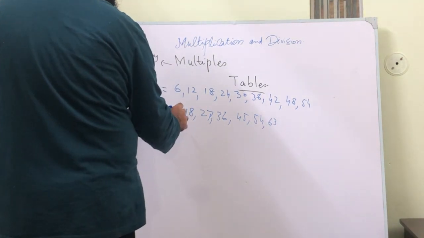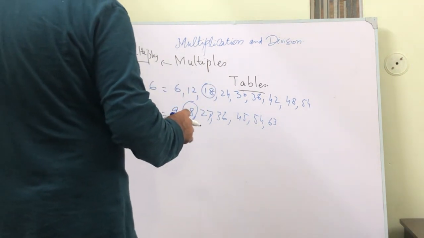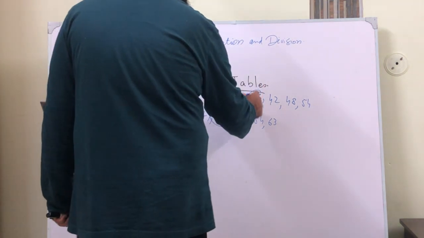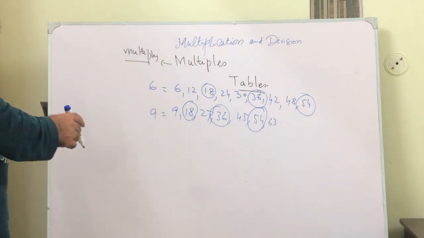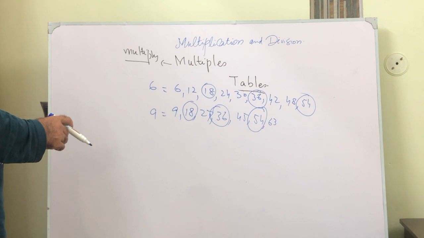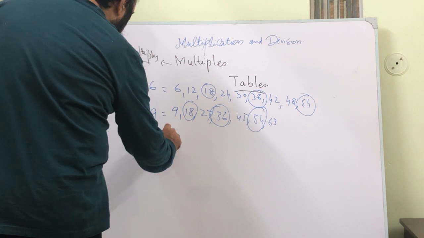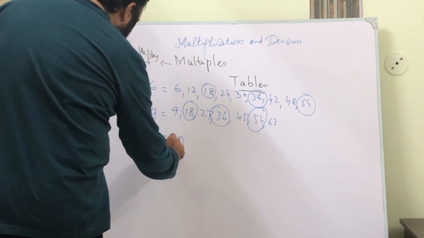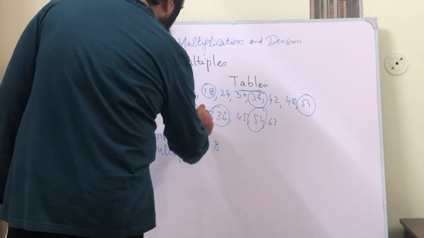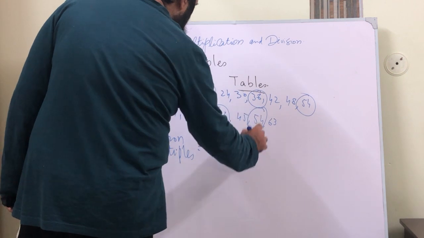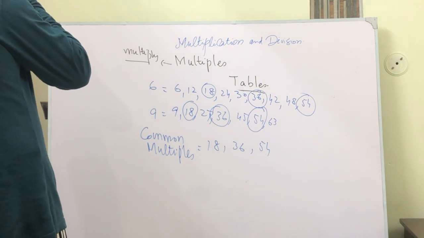Here we have 18, here we have 18. After that, here we have 36, here we have 36, here we have 54, here we have 54. So the common multiples are the multiples which are coming in both the lists: 18 here and here, 36 here and here, and 54 here and here. So these are the common multiples of 6 and 9.